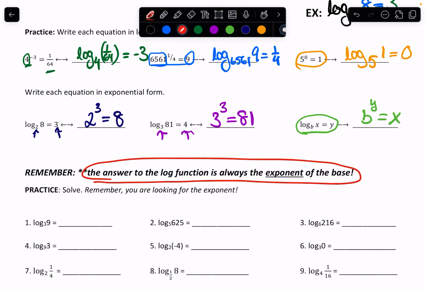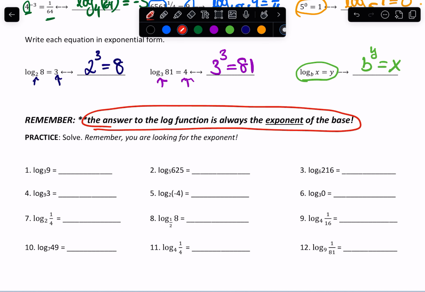Now, go ahead and pause the video and practice these problems. Again, remember that you are looking for the exponent here. Go and look at a couple of examples and then pause and see if you can get it. So our base here is a 3. Our argument is 9. So what we're going to do is ask ourselves, what 3 to what power equals 9?